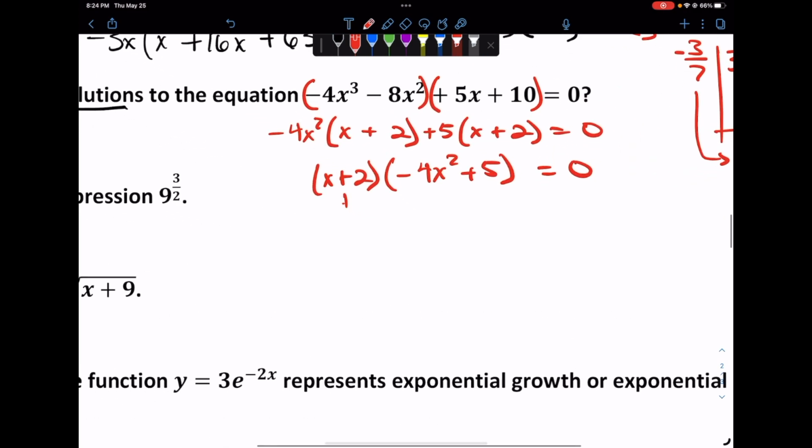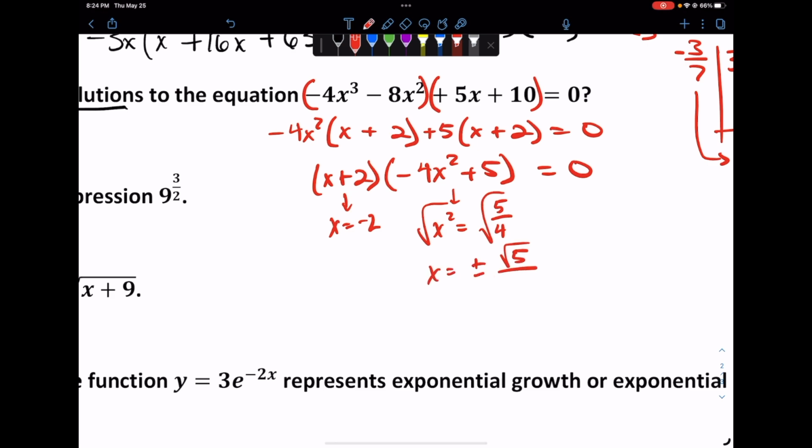Well, I know this solution is x equals negative 2. This solution is going to be, I'm going to get negative 5 divided by negative 4. So I get x squared equals 5 over 4. And then when I take the square root of both sides, I'm going to get x equals plus or minus square root of 5 over 2, since the square root of 4 is 2. All right, so there are my solutions.